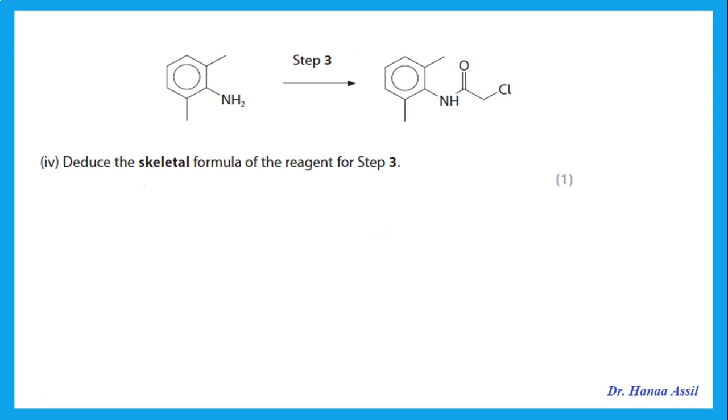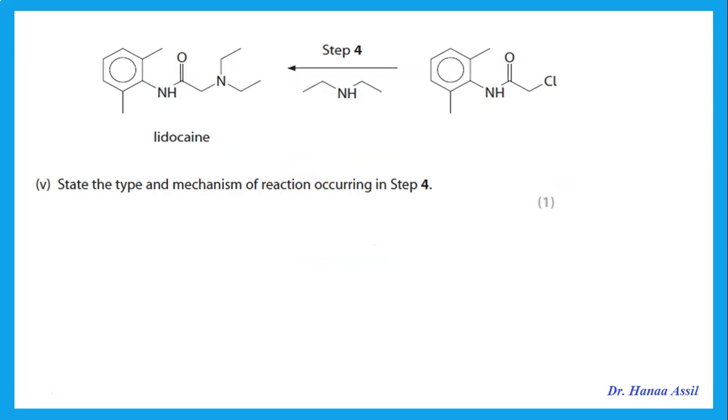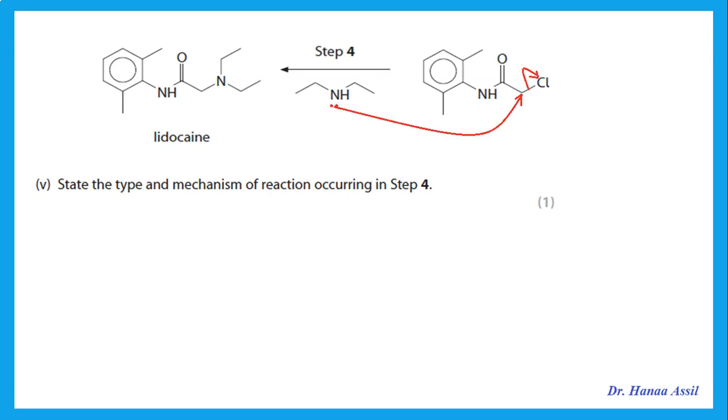Deduce the skeletal formula for the reagent for step 3. What are we reacting that amino group with? We're going to react it with something that has this group, so we use the acyl chloride to react to form that product. State the type and mechanism of reaction occurring in step 4. What is happening in step 4? The lone pair of electrons on the nitrogen are attacking that to displace the halogen, so this is nucleophilic substitution.